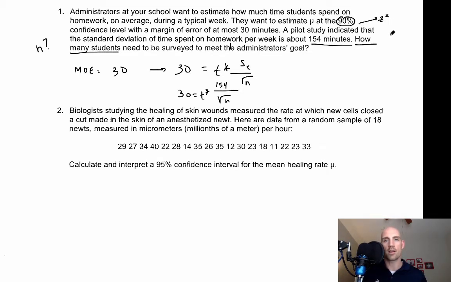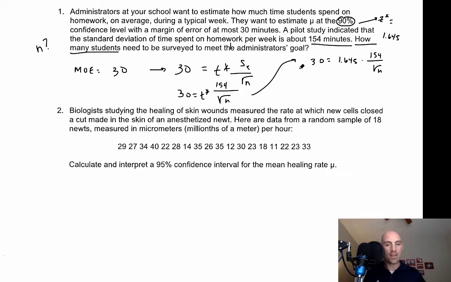level for 90%. And our z star level for 90% is 1.645. And so our z star level of 1.645 would mean that when we set up our equation, check this out, 30 is equal to t star, oops, that's what I just told you. We're going to use 1.645 times, and up top we're going to have our standard deviation of 154 over the square root of n, which is what we don't know.